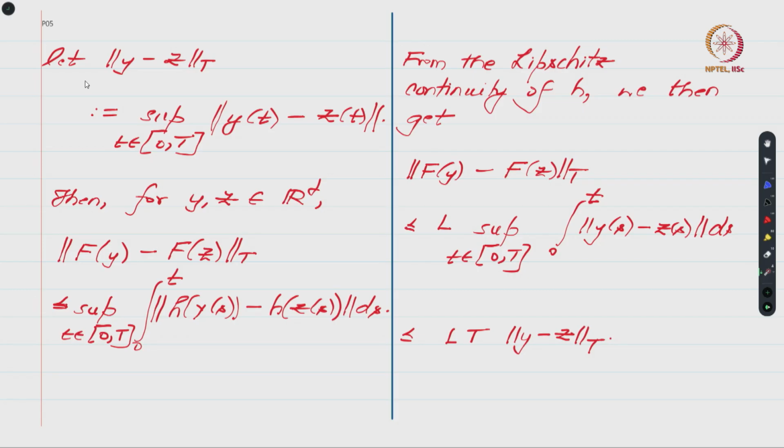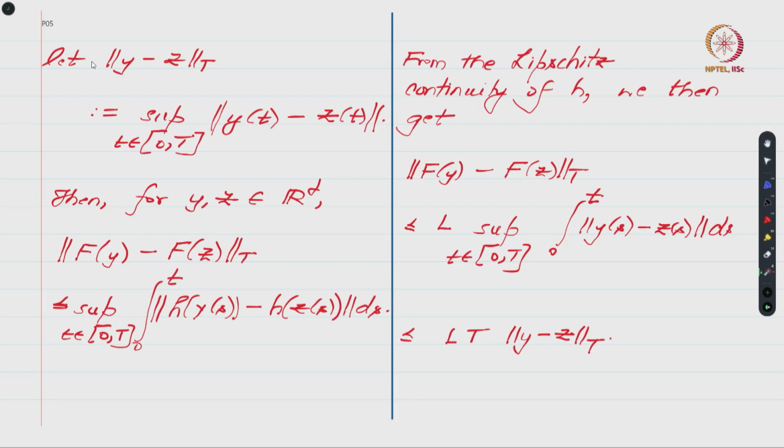So the idea is that you take y and z, which are two solutions, I shouldn't say solutions, two trajectories, and you look at the difference between their values at time t, and look at the norm of that vector. Then you take the supremum of that norm, and whatever the answer is, that is the definition of this norm.